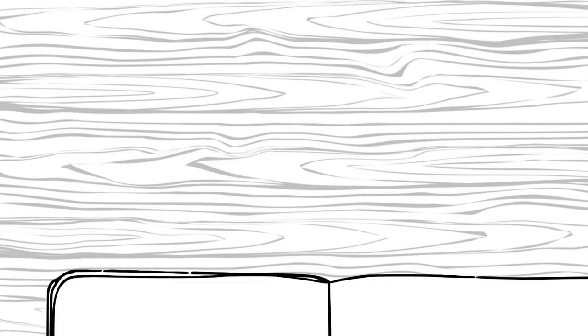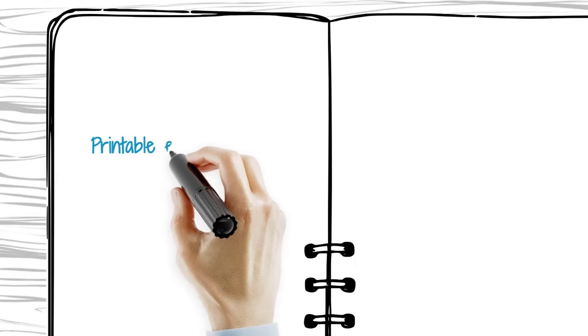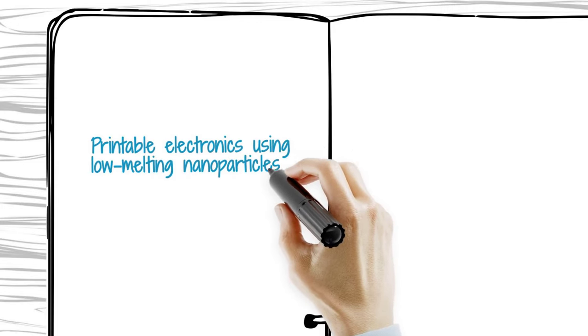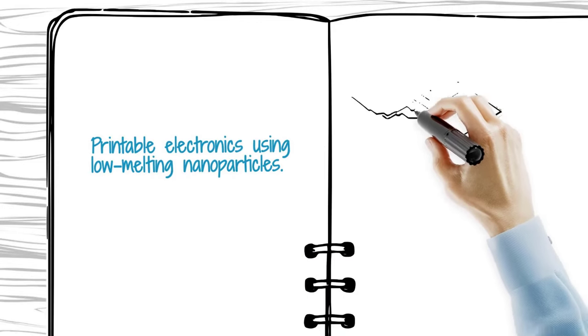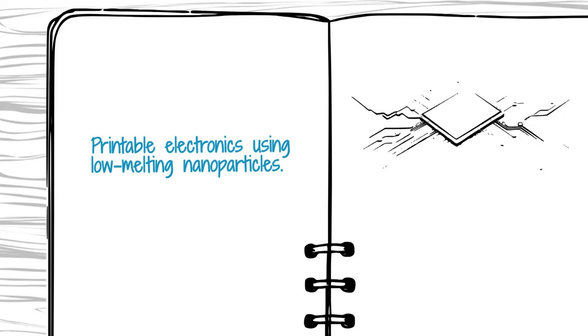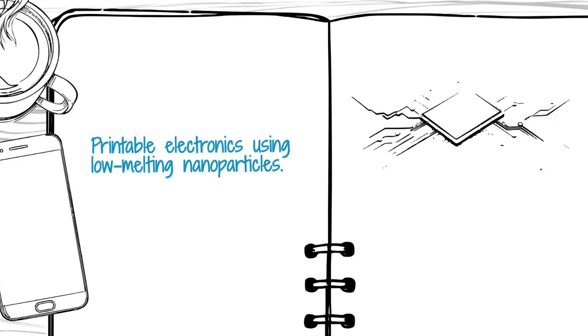Low-melting nanoparticles are used in printable electronics to form circuits on plastic at safe low temperatures. It's like using quick-melt cheese. It's perfect for fast meals, but melts too easily in hot weather.